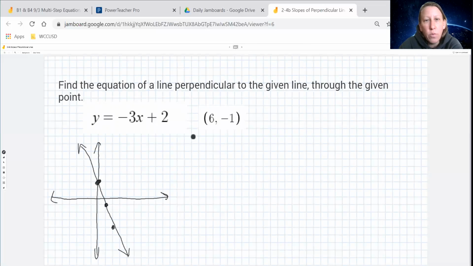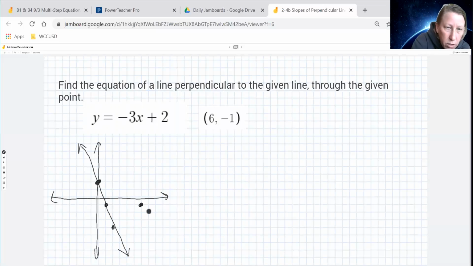And we have this other random point, which is the point (6, -1). 1, 2, 3, 4, 5, 6, -1, which is right here. Not on that line, it's kind of over here somewhere. And we are trying to write the equation of a line perpendicular to this line, but going through this point.